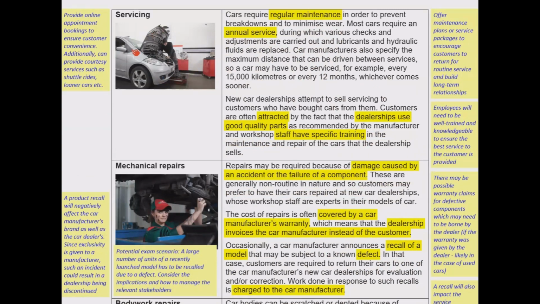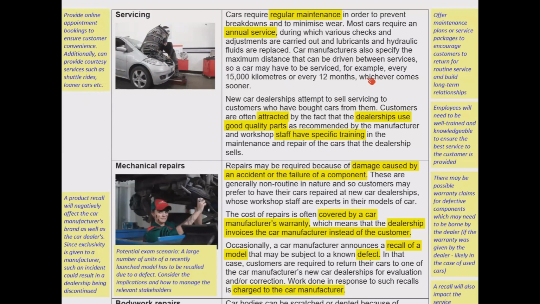Now, servicing is going to be done in the workshop. And that's going to have to be done in a way that provides convenience to the customer. And perhaps the dealer can add in their extra services to make it more appealing to the customer, to get the customer to come back to have their car serviced at the Cuppcar dealership, for example. Things like courtesy services, running the customer back to their home when they brought the car in for servicing. Loan cars for the day whilst the car is being serviced.